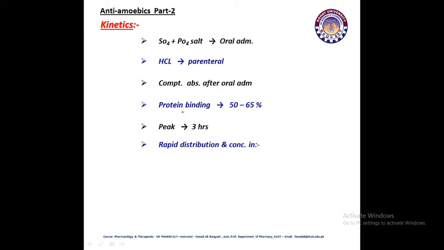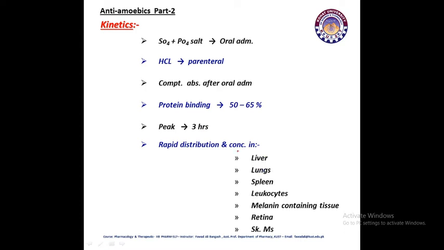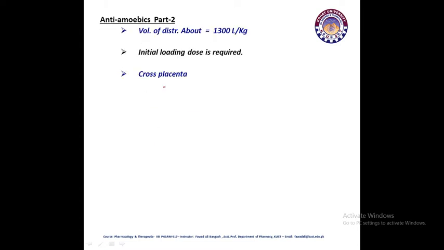Protein binding is 50 to 65%. Peak plasma concentration is reached in 3 hours, with rapid distribution and concentration in the liver, lung, spleen, leukocytes, melanin-containing tissues, retina, and skeletal muscle. The volume of distribution of chloroquine is 13,000 liters per kg.